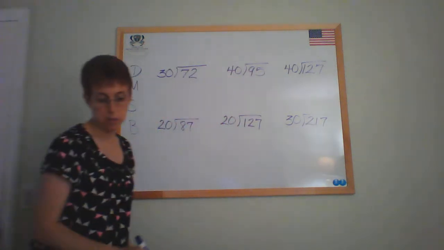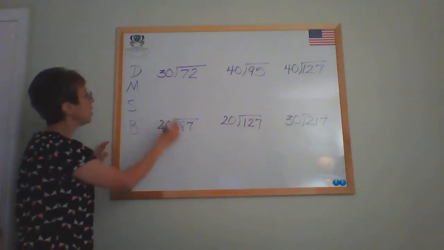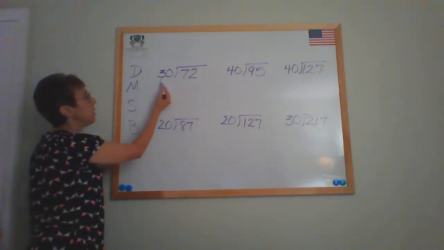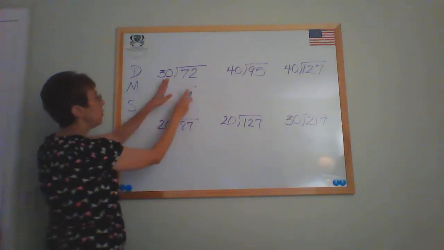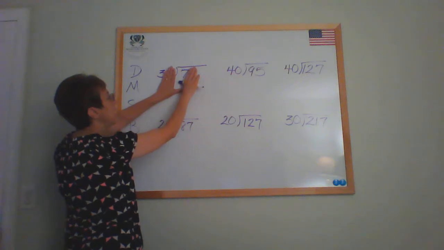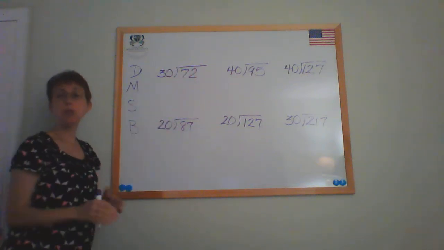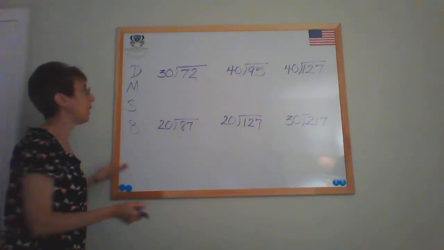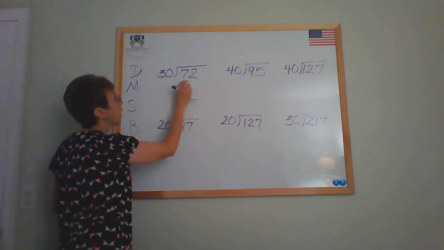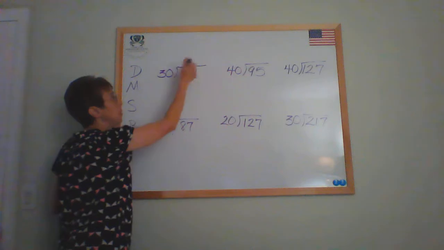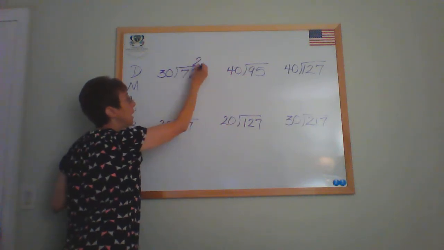Okay, so let's work through these together. Here we have 72 divided by 30. Again, we break it down to give us a guide, something to work with. 7 divided by 3 we know would be 2, because 2 times 3 equals 6. So if we're going to say 72 divided by 30, we would put the 2 here.